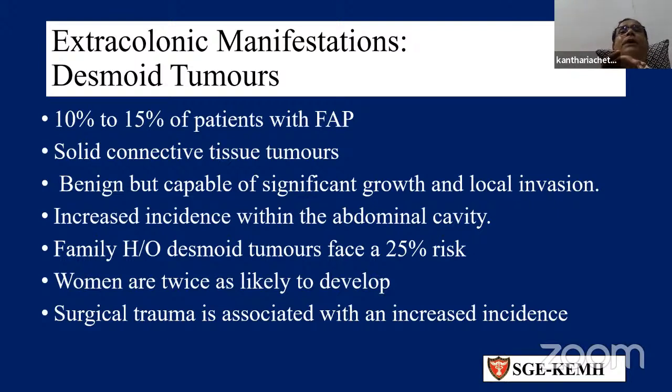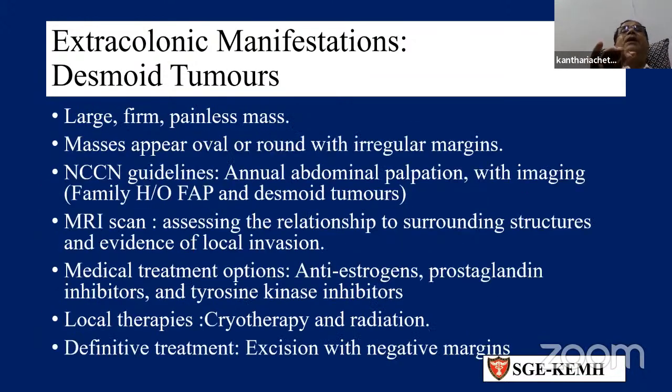You have desmoid tumors, and these can occur in as high as 10 to 15% of patients with FAP. These are solid connective tissue tumors which are benign, but they have the capacity for significant growth and local invasion. There is increased incidence in the abdominal cavity, and in patients who have a family history of desmoid tumors, the risk increases by 25%. Females are more likely to develop this, and surgical trauma is usually associated with increased incidence. They are large, firm, painless masses, oval or round with irregular margins.